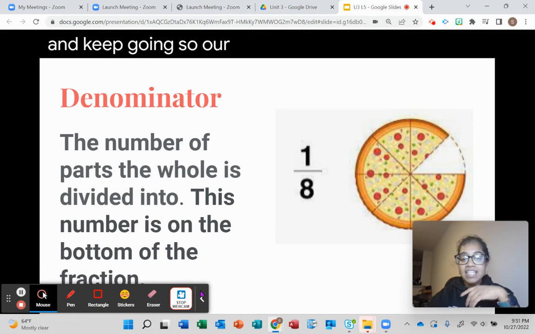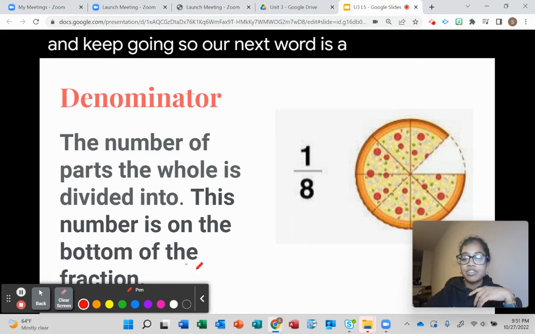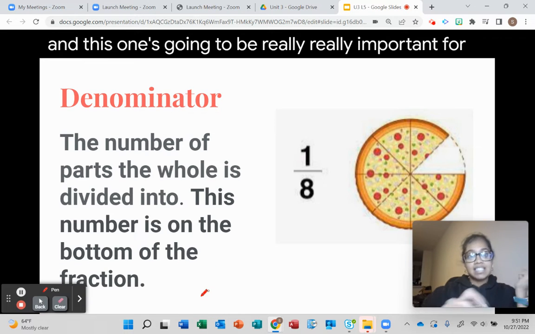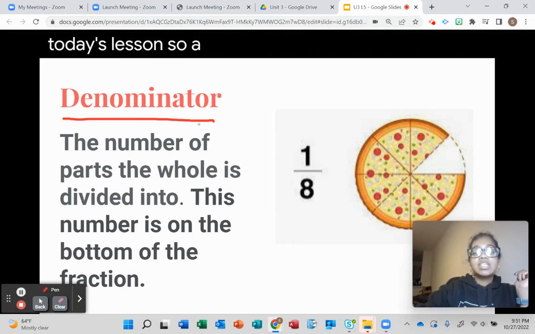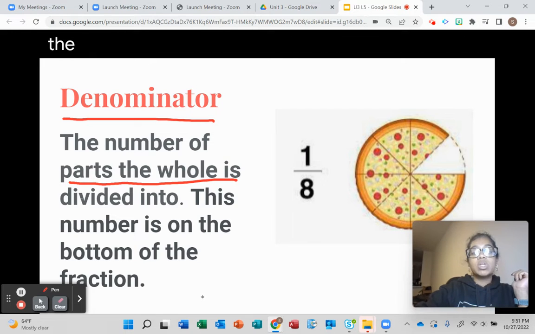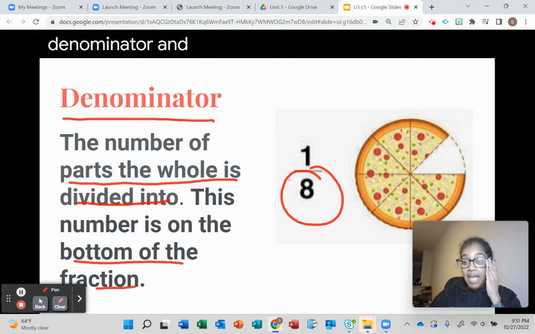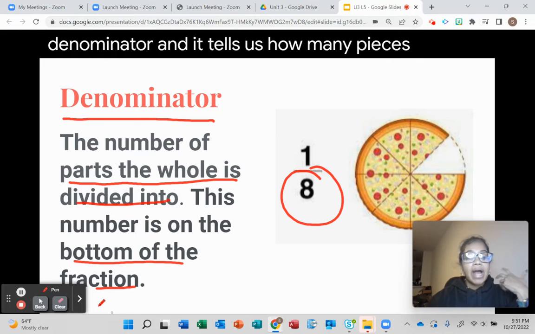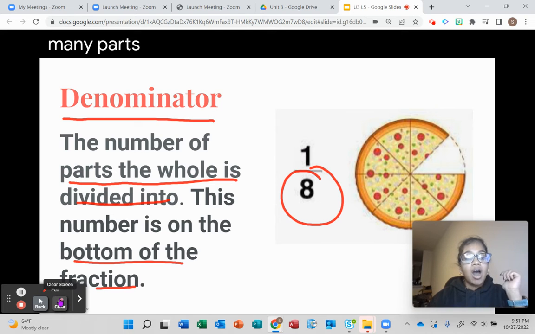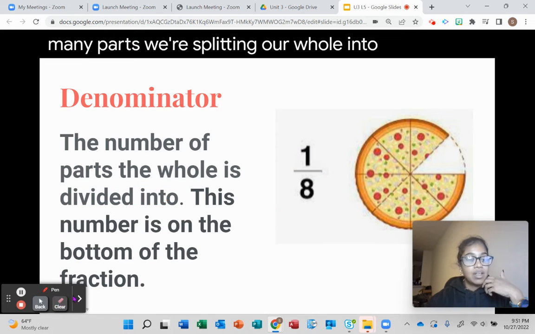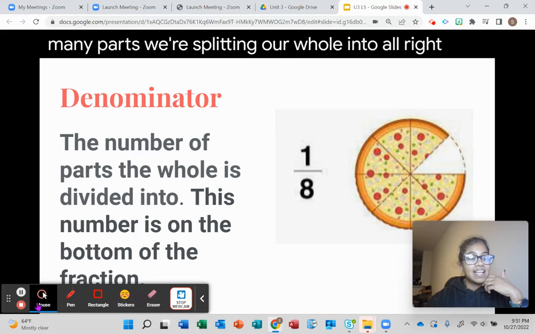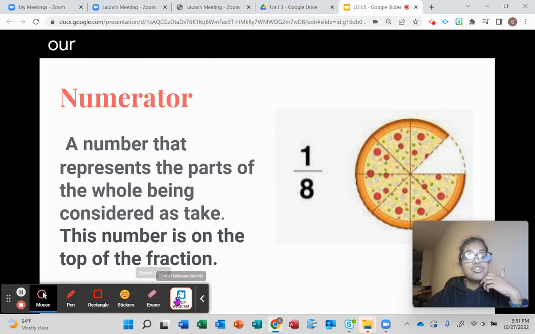So our next word is a denominator, and this one's going to be really, really important for today's lesson. A denominator is the number of parts the whole is divided into. This number is the bottom of the fraction. So our bottom number is our denominator, and it tells us how many pieces or how many parts we're splitting our whole into. All right, and our numerator.